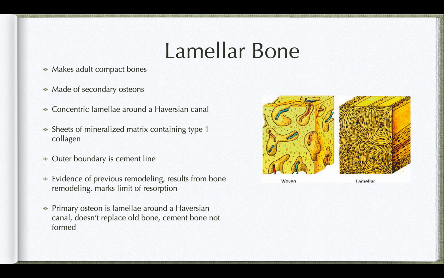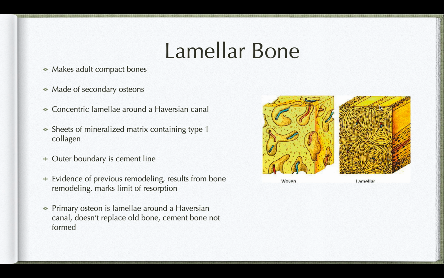Lamellar bone makes the adult compact bones and is made of secondary osteons, and they form in concentric layers around a Haversian canal. They are made out of sheets of mineralized matrix containing type 1 collagen. And then the outer boundary is the cement line, which is evidence of previous remodeling and marks the limit of resorption. So you can't go past that limit once the osteoclasts are working.